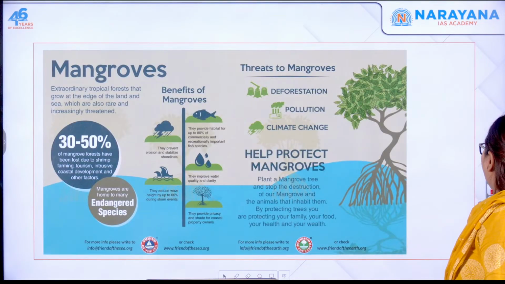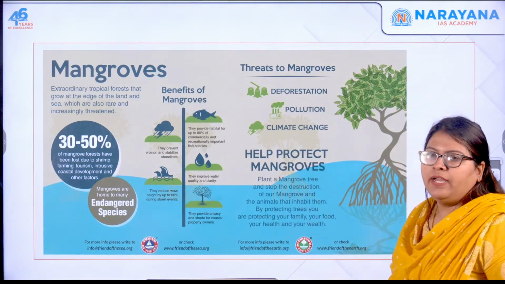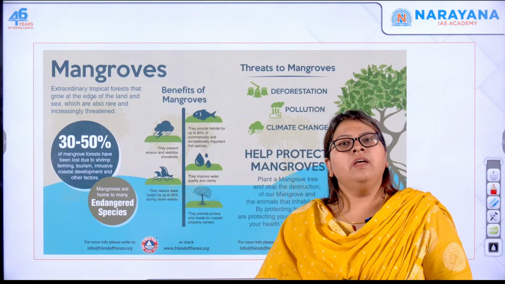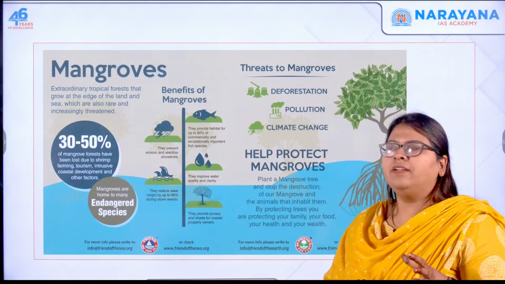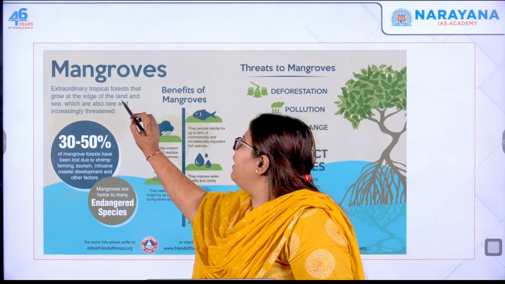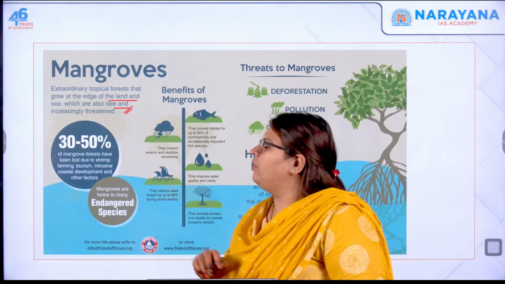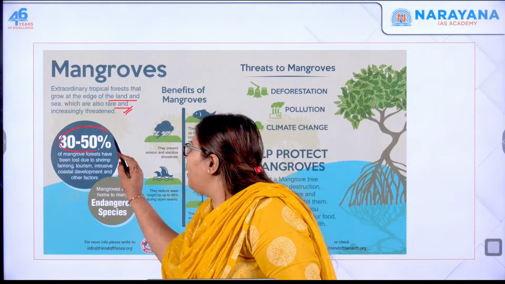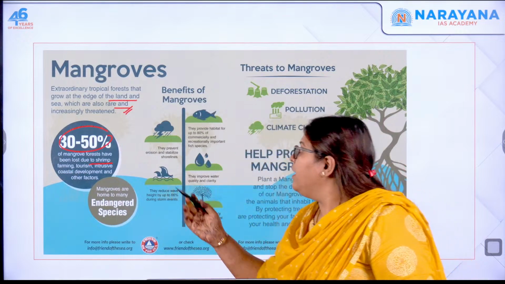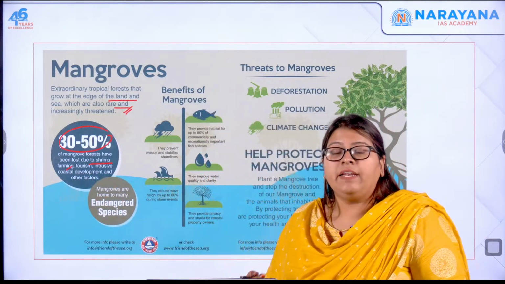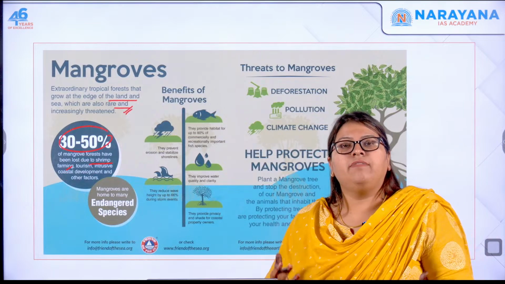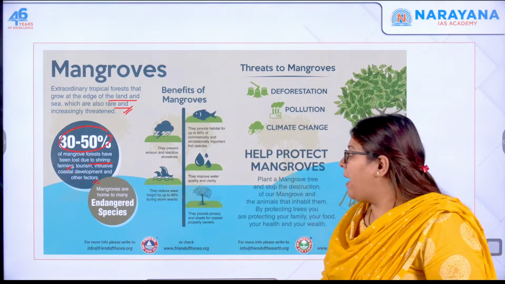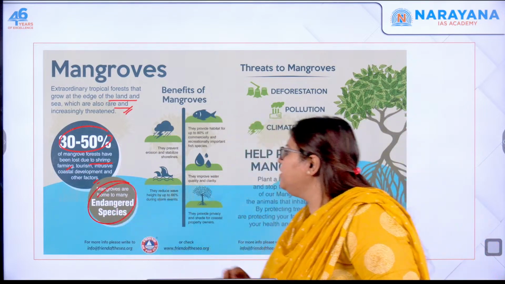Now let's move forward and understand about the mangroves. I told you, right, these are extraordinary tropical forests predominantly. However, they are found in the subtropical as well as certain temperate regions, okay, and they are at the edge of the land and the sea, which are increasingly being threatened, and 30 to 50% have been lost. Why? Because of shrimp farming, tourism, and intrusive coastal developments where there is development of infrastructure, all these things and other factors. And mangroves are home to many endangered species also.